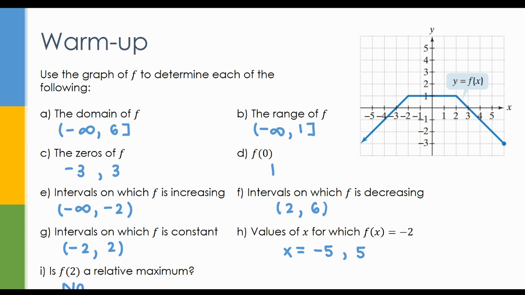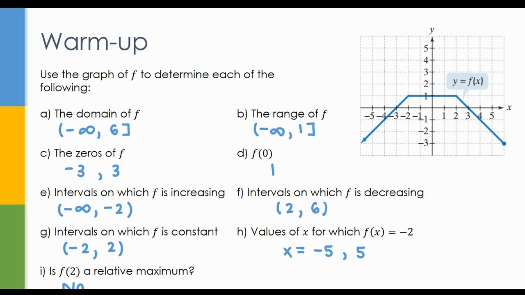It increases from -infinity to -2, decreases from 2 to 6, and it has a constant interval from -2 to 2. The values of x for which f of x equals -2, well, if I look, there are a couple of spots where we have that y value. It's at -5 and at +5.